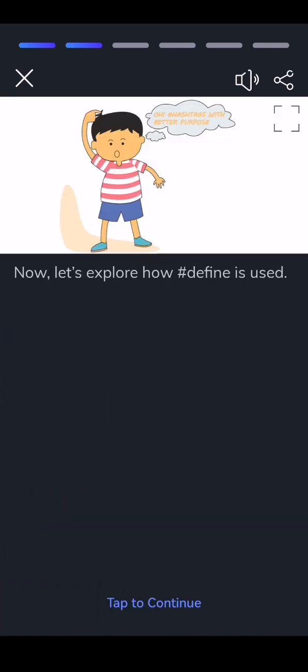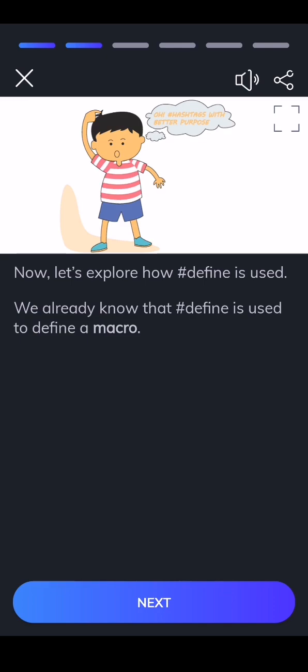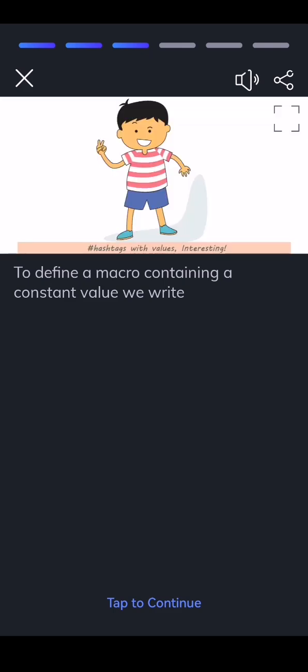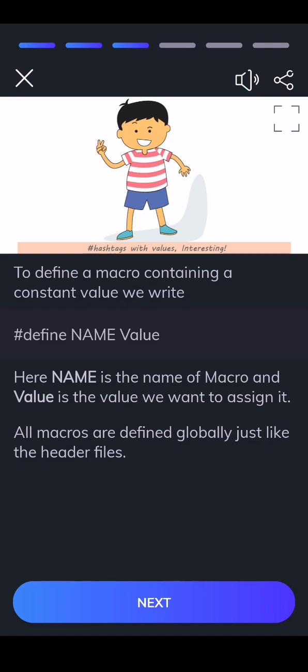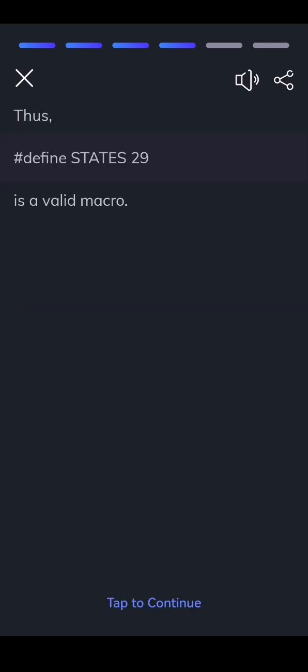Now, let's explore how #define is used. We already know that #define is used to define a macro. To define a macro containing a constant value, we write the following. Here name is the name of the macro and value is the value we want to assign to it. All macros are defined globally just like the header files. This is a valid macro.